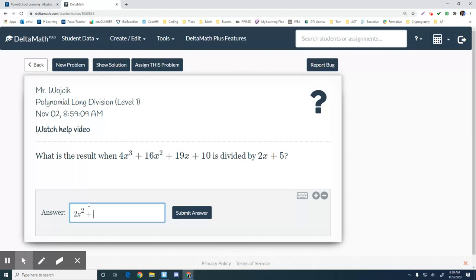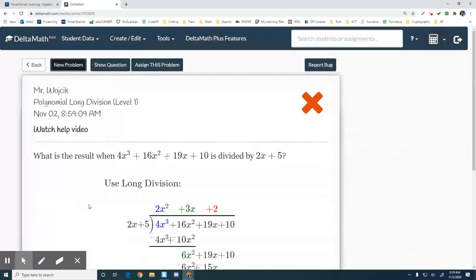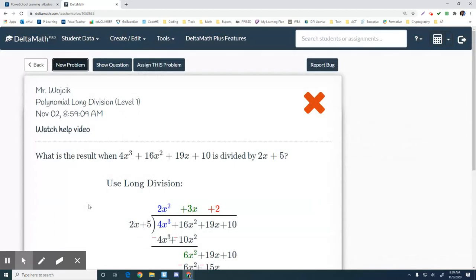Then also submit your answer. You can just press enter, enter, instead of having to click with your mouse pad, so just enter, enter to submit it. That should help speed things along.